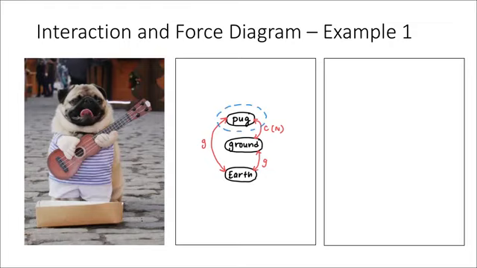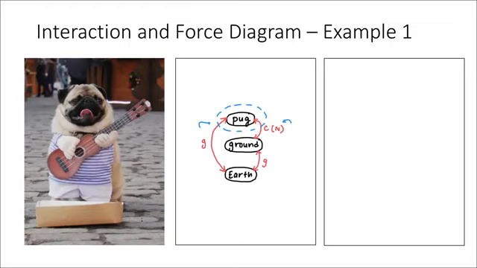And now, to draw my force diagram, I can simply take a look at all of the forces that cross that boundary that I've drawn. I see that the gravitational force between the pug and the Earth crosses that boundary, and the contact force between the ground and the pug also crosses that boundary. So I know that on my force diagram, I'm only going to have those two forces.